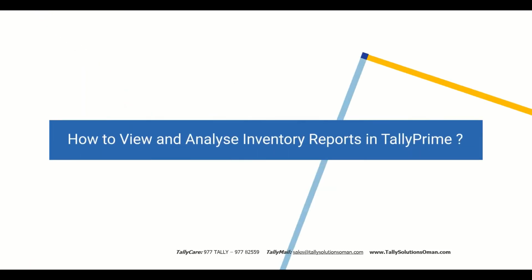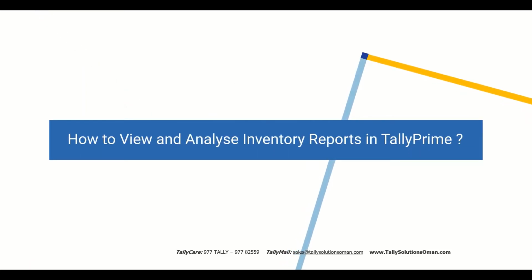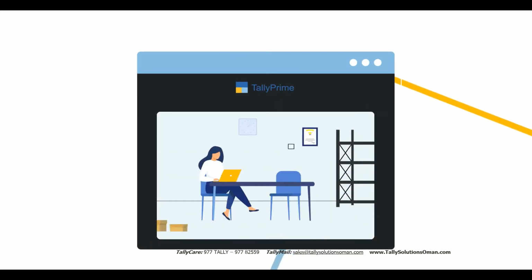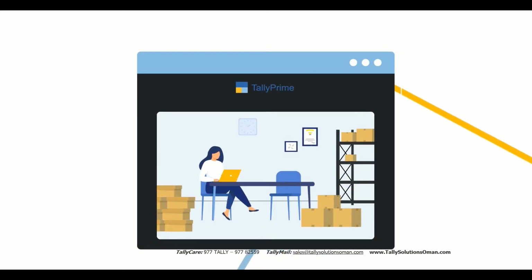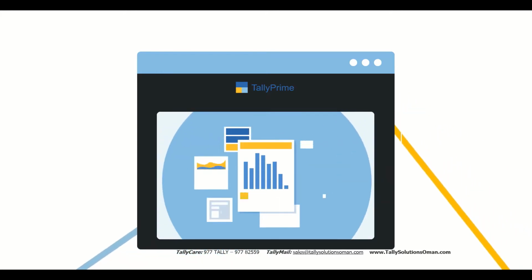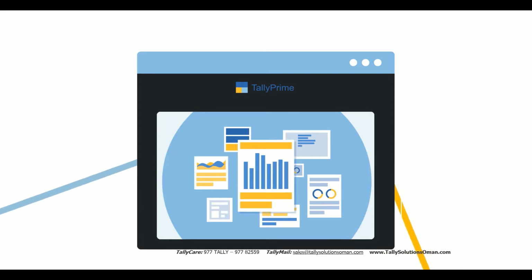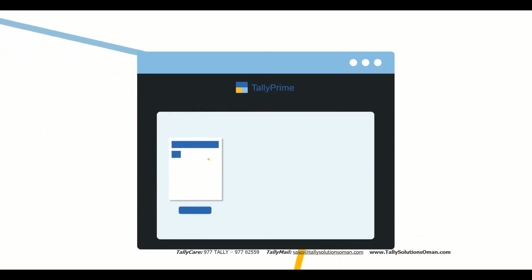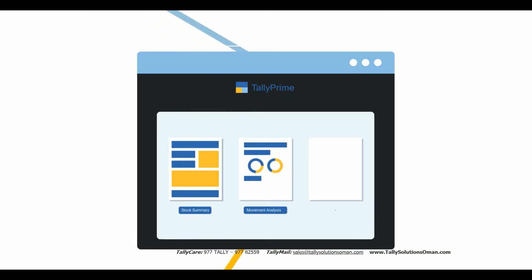In this session, you'll learn about the insightful inventory reports in Tally Prime. Inventories hold a huge amount of working capital, and being efficient will boost your cash flow. Insights from the inventory reports play a vital role here. The reports we'll discuss in this session are stock summary, movement analysis, and stock aging analysis.